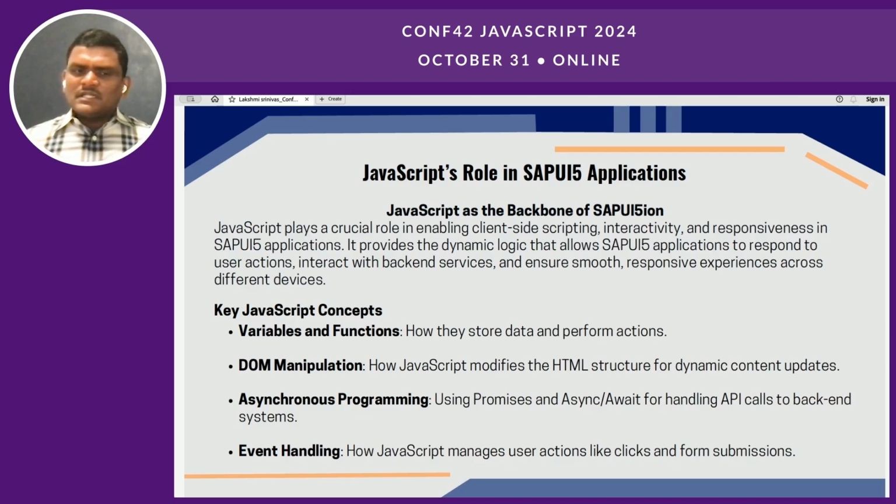Variables store data values in JavaScript. You can declare variables using var, let, or const, depending on the use case. Let and const are block scoped, while var is function scoped.